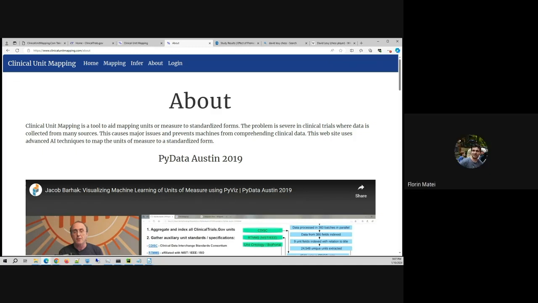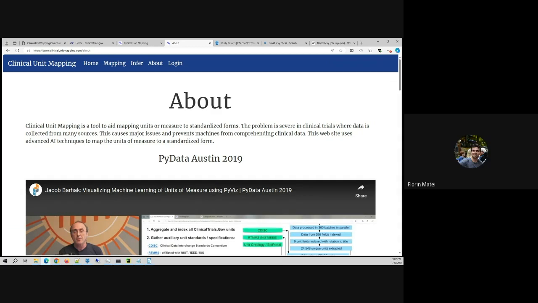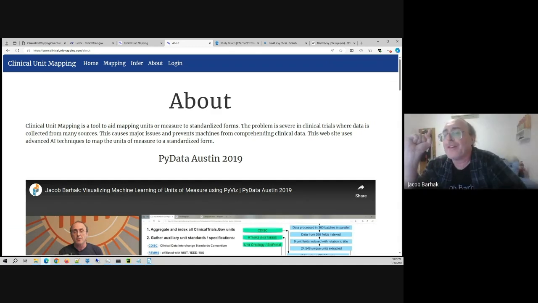Maybe I'm wrong, but it seems like an input problem. So if you can solve the problem at the source, then you don't have to deal with it at the end. Yeah, but then you just solve one problem of clinicaltrials.gov.